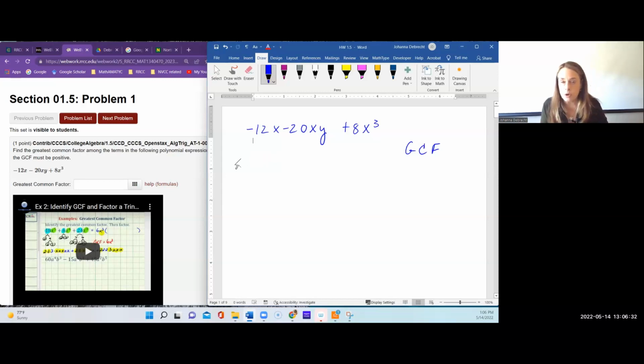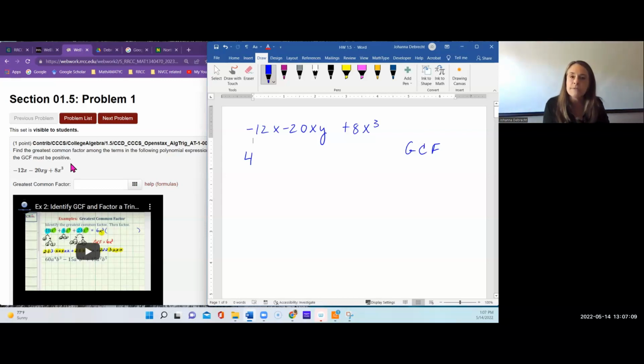I usually go in order: numbers, then variables in alphabetical order. So let's look at the numbers. We have negative 12, negative 20, and 8. The greatest common factor that will come out of all three of those numbers would be a 4. So we're going to take the 4 out. Notice that the directions state that the greatest common factor must be positive. It's also possible to take out a negative 4, but then it would have a hard time checking which answer is correct. So they're telling you to make it be positive. So we'll pull out a positive 4 instead of a negative 4.